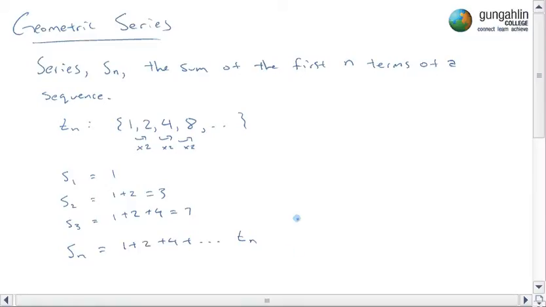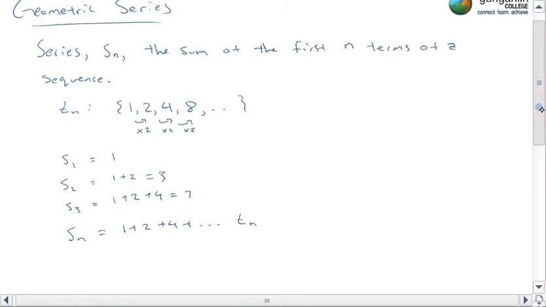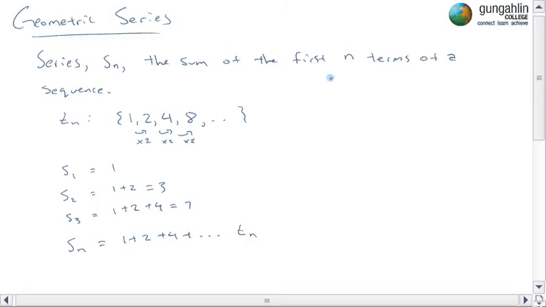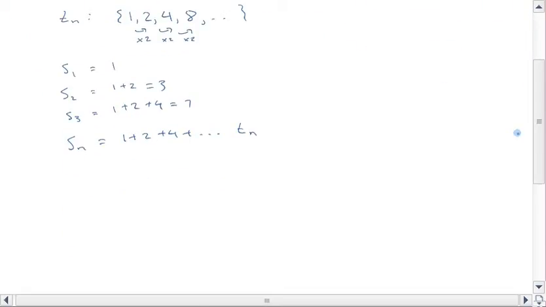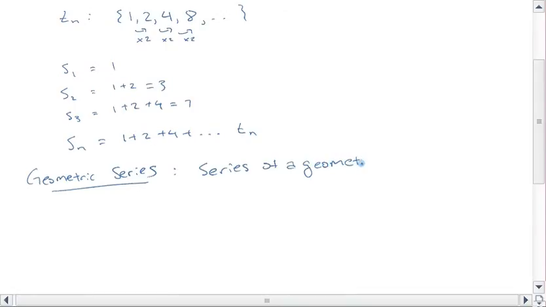So that's the idea of what a series is, and in particular, a geometric series is the series of a geometric sequence. So it's the series of a geometric sequence. That means the sum of the first n terms of a geometric sequence. Okay, so that's not too complicated of an idea.